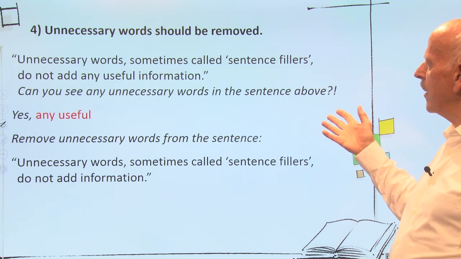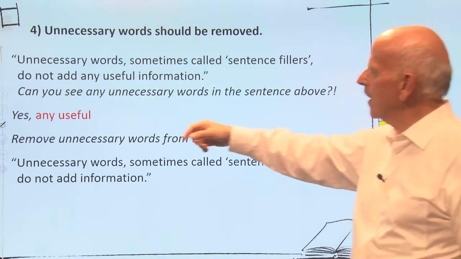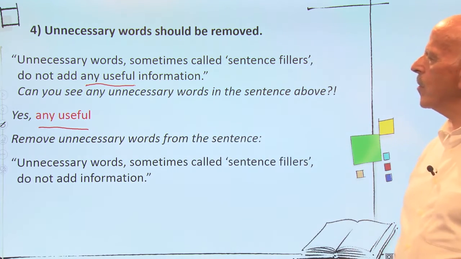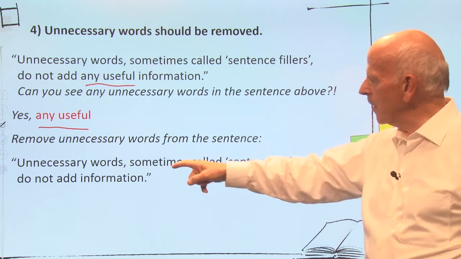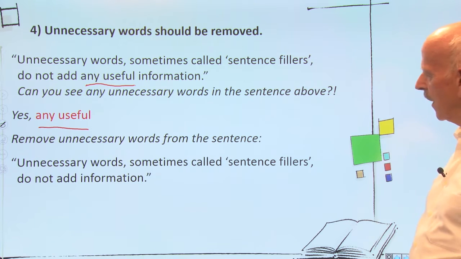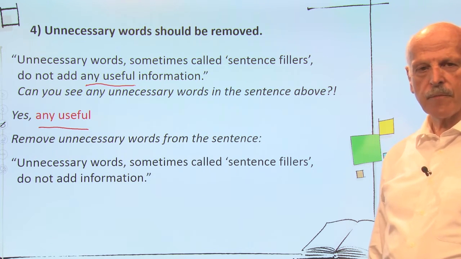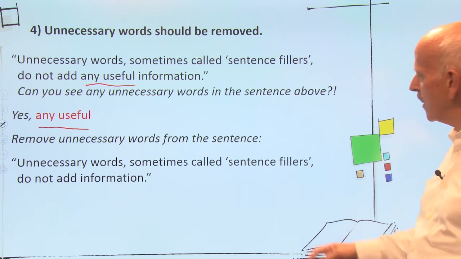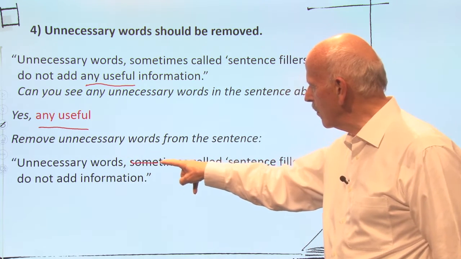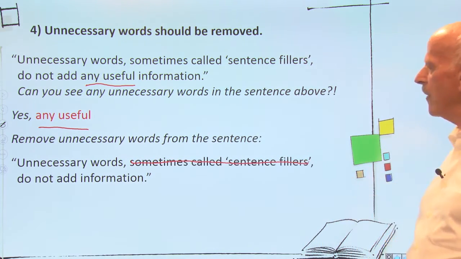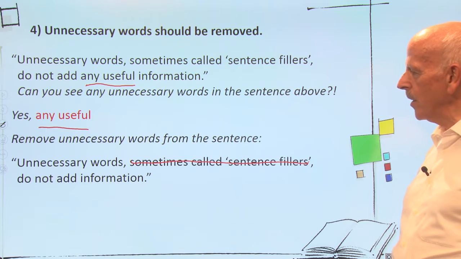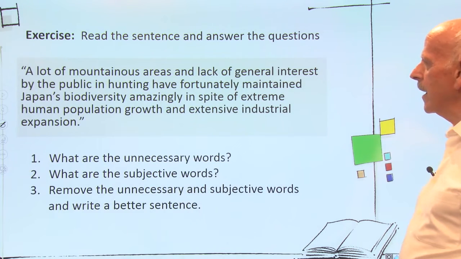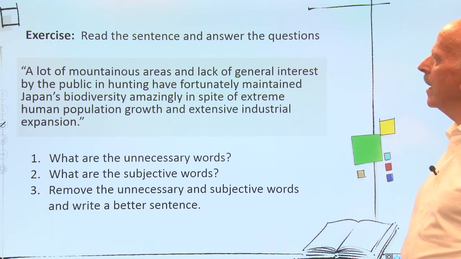So can you see the unnecessary words in this sentence above? Yes, "any useful" here. If we remove that, we get: unnecessary words, sometimes called sentence fillers, do not add information. But if we look at this sentence after we removed "any useful", we can see that we can also exclude this part. And we still have a perfectly good sentence. Unnecessary words do not add information. I think you'll agree that that's a clearer and certainly a much shorter sentence.